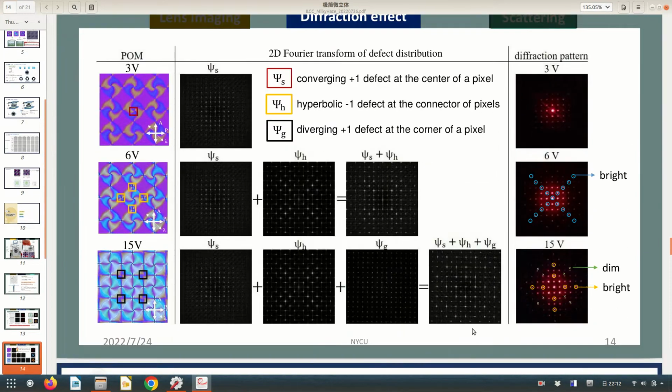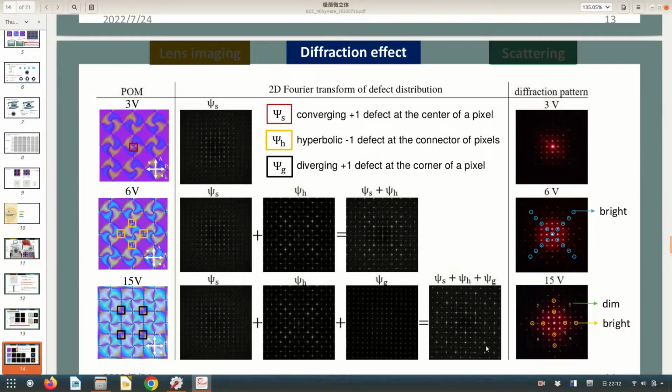Okay, so this is showing how the defect array changes with respect to the applied voltage. When the applied voltage is 3 volts, the +1 defect at the center of the electrode just appears, and this is the spatial spectrum of the defects, and we can compare it to the diffraction pattern. When the applied voltage is 6 volts, we have hyperbolic defects right here, and this is the spatial spectrum of the +1 and the hyperbolic defects, and this is a superposition of them.